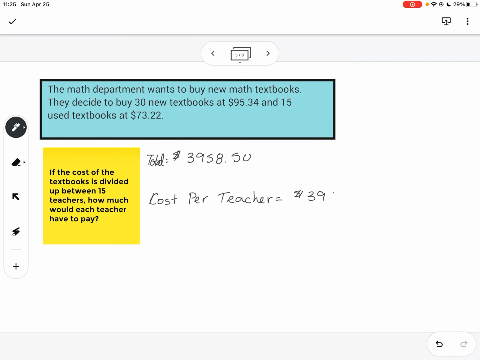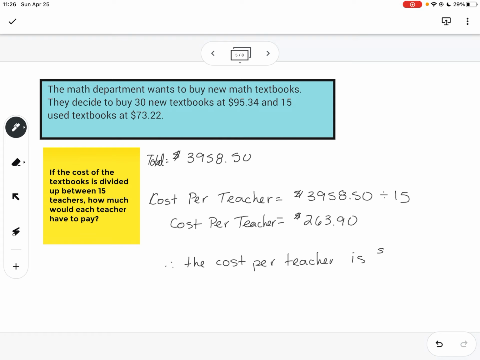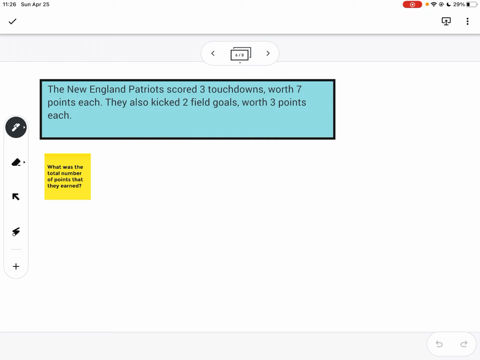So we're going to take our total cost, $3,958.50, and we're going to divide that by 15 to break it into 15 equal groups. So cost per teacher would be $263.90. So I would say, therefore, the cost per teacher is $263.90. Okay, one more example.